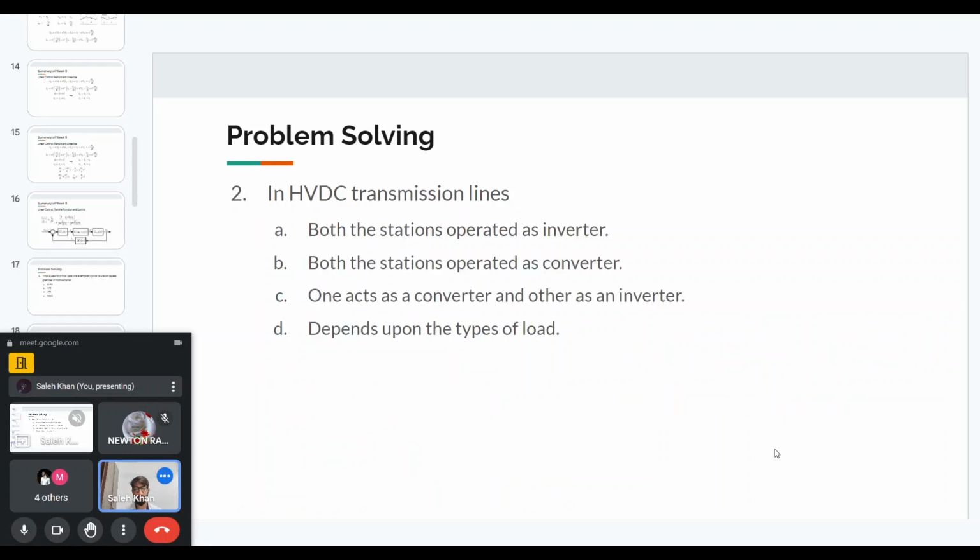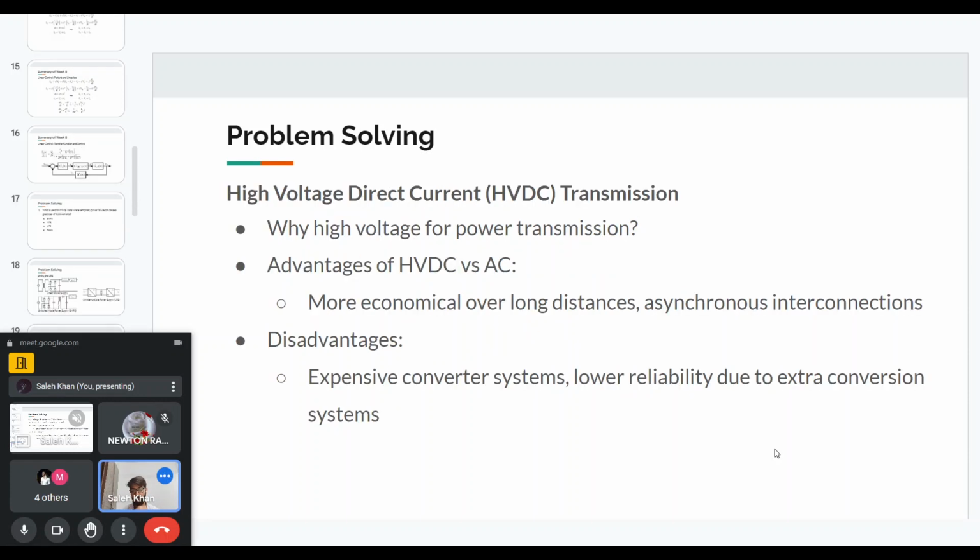The second question is about HVDC transmission lines, and it is asking whether in HVDC transmission lines we have both stations operated as inverter, both as converter, one as converter and the other as inverter, or it depends on the type of load. I don't think we have covered this in the lectures or the summary session. So I'll just talk about HVDC.